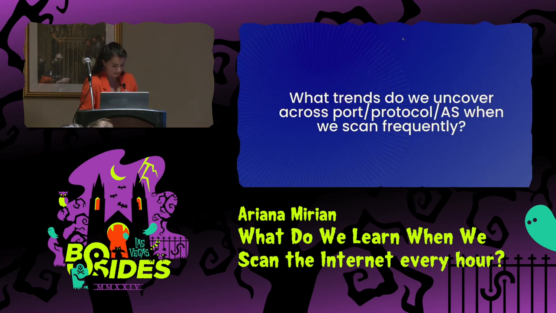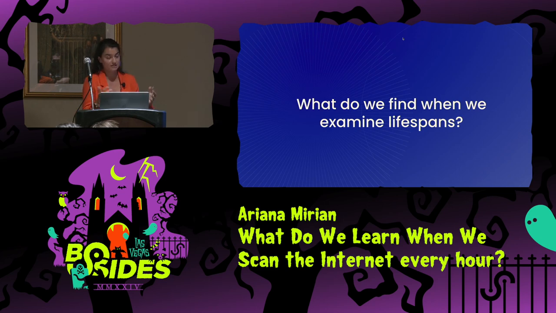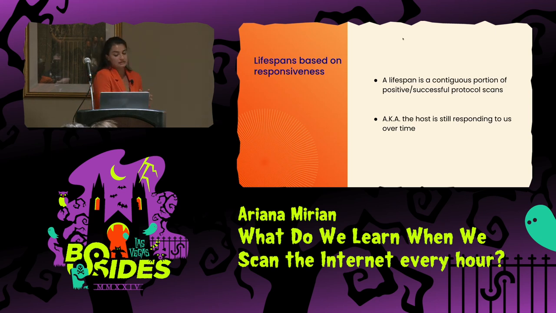Bringing this back to our measurement question, what trends do we uncover across protocol and AS when we scan frequently? The metric of interest that we set out to first quantify was, what do we find when we examine lifespans? When I say lifespan, I mean a contiguous portion of positive or successful protocol scans. So the host is responding positively every 45 minutes on a given protocol, and the lifespan is how long they are successfully responding. A lifespan could be an hour, right? Something responds for an hour, it disappears. It could be a day. It could be 7.8 days, which is the entire duration of the measurement experiment.